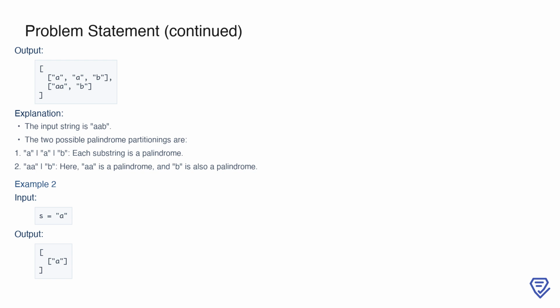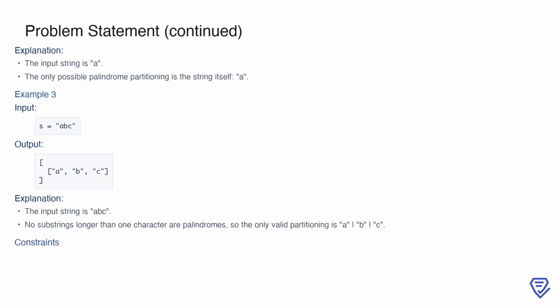Now, consider another input, like S equals a. Here, the string itself is the only possible palindrome partition, so the output is simply a. Another example is when the input is abc. In this case, no substring longer than one character can form a palindrome, so the only valid partition is to treat each character as a separate substring. That gives us the output, a, b, c.